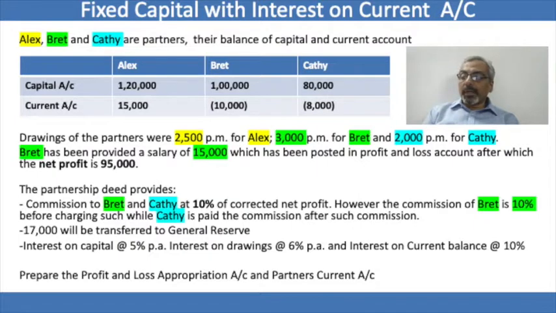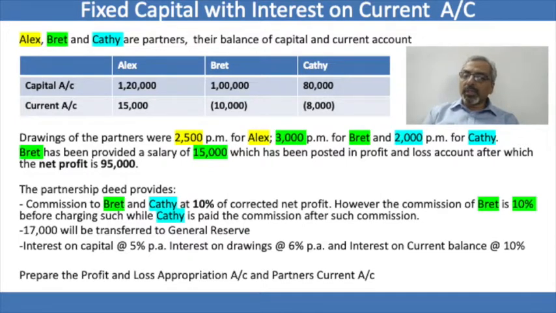interest on drawing will be provided at 6% and interest on current account balance will be provided at 10%. This is the first time we are taking a question in which we are charging or allowing interest on the current account. See very carefully, there is one person who has a positive balance in the current account and two people who have a negative balance on the current account. Therefore, one person will get the interest while two people will have to give the interest. Now, who will be paying the interest? Please see very carefully. Brett and Kathy will be paying the interest to the firm, while Alex will get the interest from the firm on their current account balance.